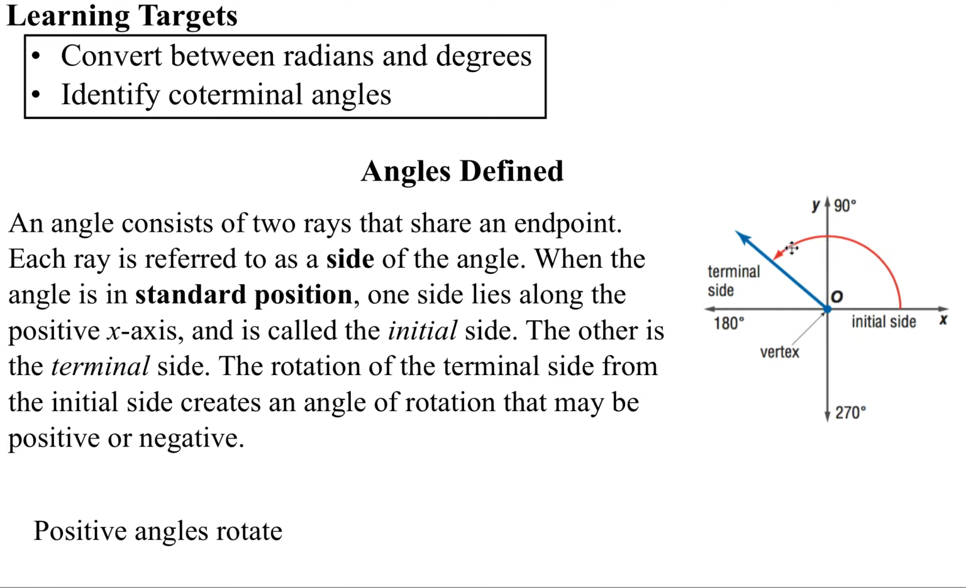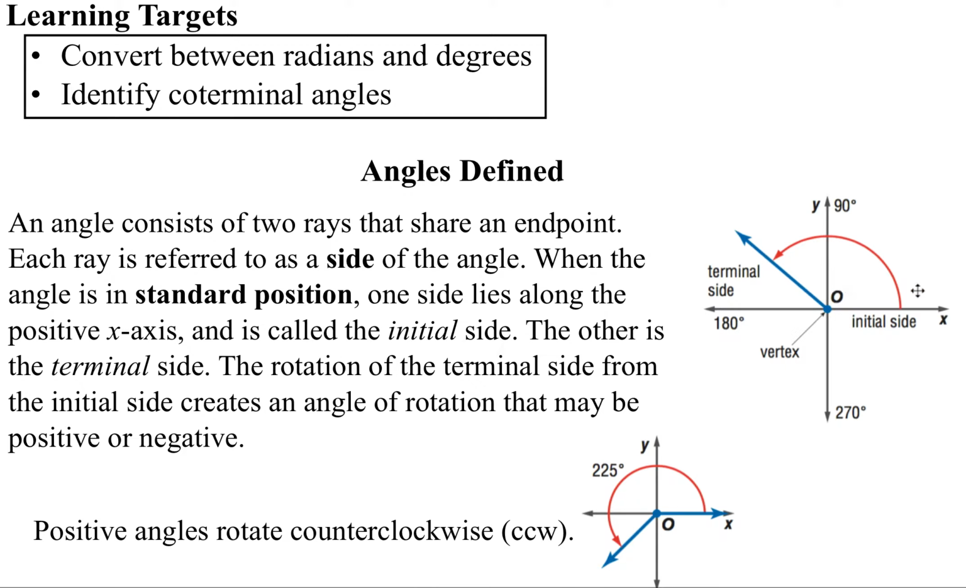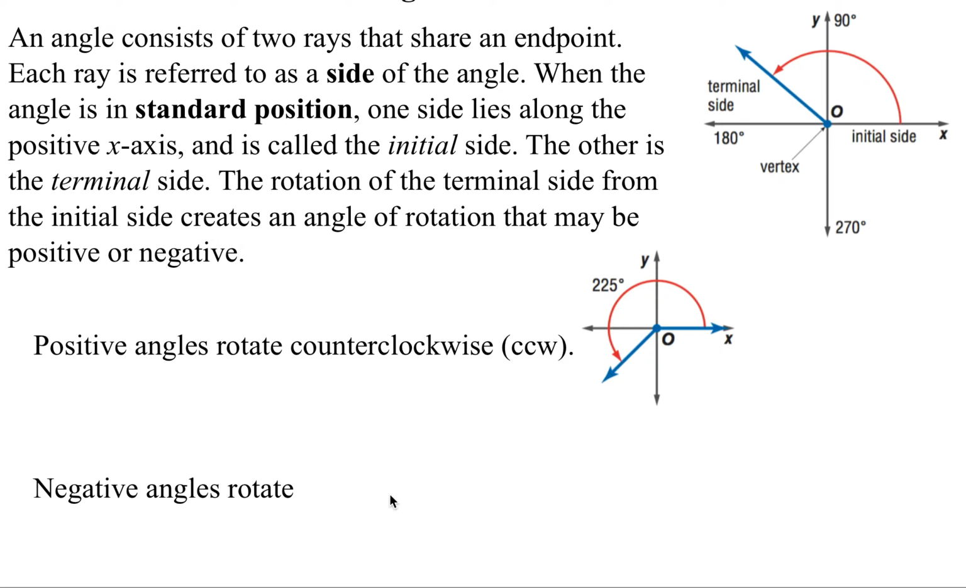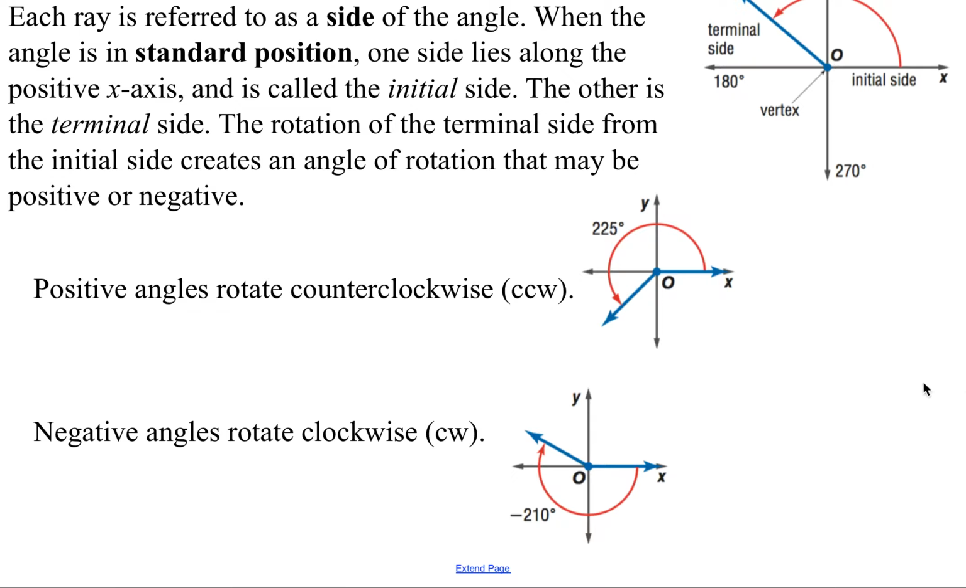The rotation of that terminal side creates what we call an angle of rotation, and we can rotate it either way. If we rotate it in a counterclockwise direction, we say that that is a positive angle. But if we rotate it in a clockwise direction, then we say that's a negative angle. So if you wanted to draw a positive angle, you start and go up into the first quadrant and on around, that's counterclockwise. But if you start and go from the fourth quadrant around, that's called a negative angle.